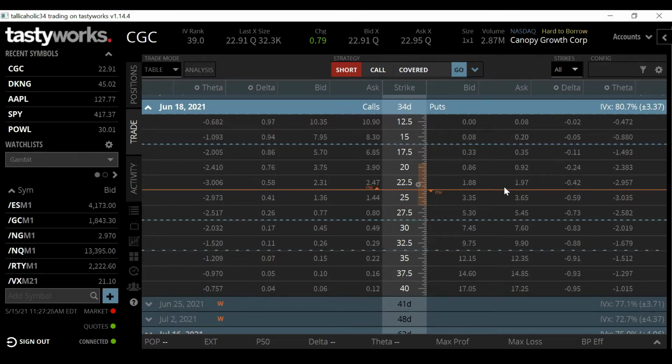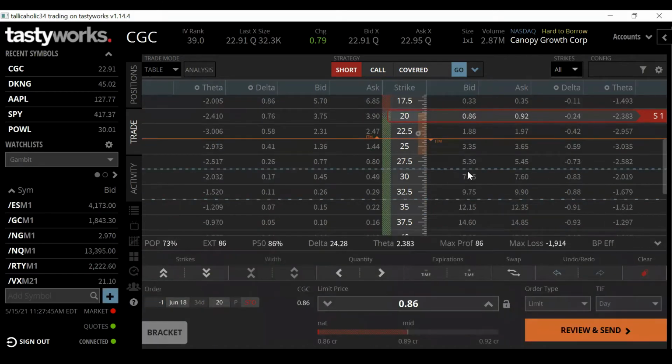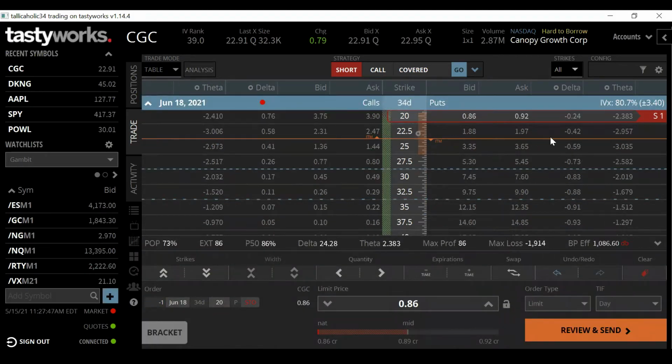So just to create a plain old short strangle strategy here, and to create a range by which we think, for this example, CGC will stay in this expiration date. We'll go ahead and start off with selling a short put. So we'll sell this 20 strike put right here. You can see that we're collecting 86 cents.